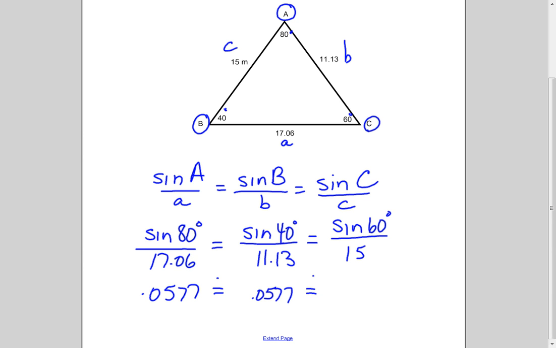Sine of 60 divided by 15 is right in the middle of the two, but to 4 decimal places they are identical. So for the rounding that we did here and here, the sine law is the same for all three. We must have done our work correctly on the front. Sine A over A equals sine B over B equals sine C over C, and we have it on the cheat sheet at the front of the room.